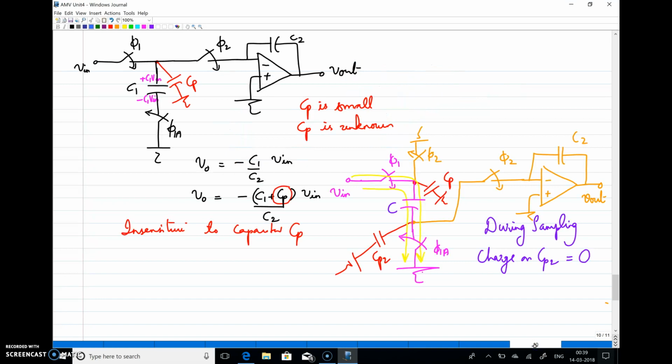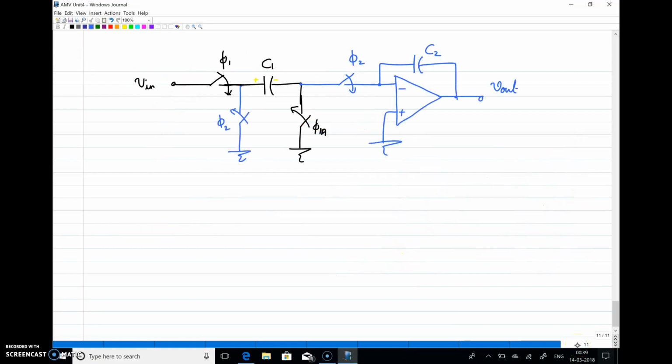Previously our voltage was minus C1 by C2 into Vin, where we had taken the output from this one. Now since we have taken it from the negative plate of the capacitor, the output voltage Vout is nothing but C1 by C2 into Vin. So for proper understanding, in the sampling phase this is the path, and in the hold phase this is the path, right?